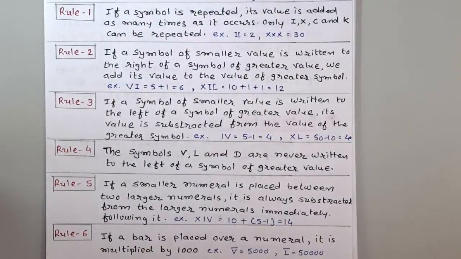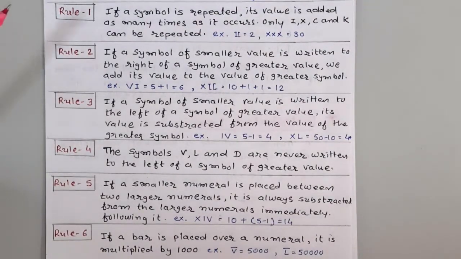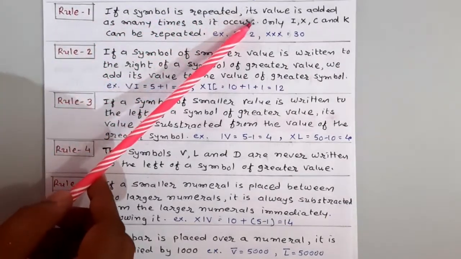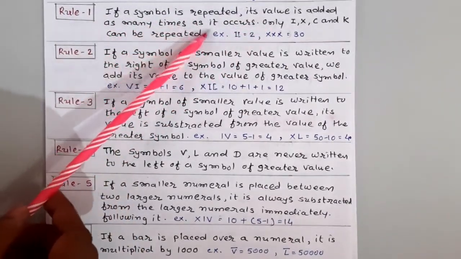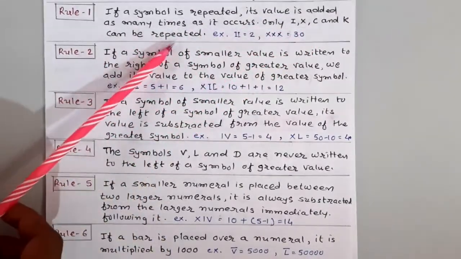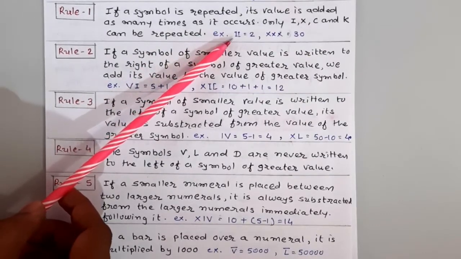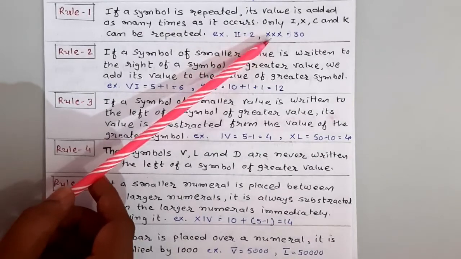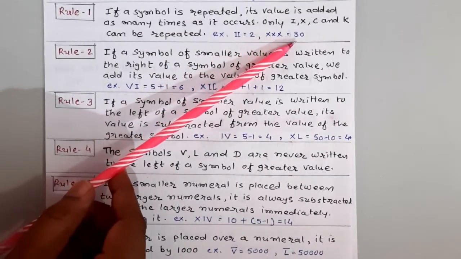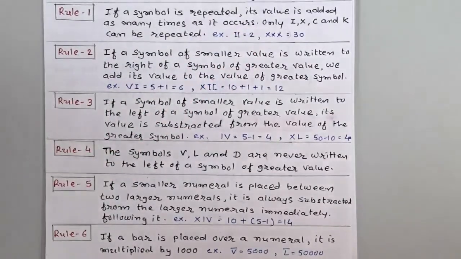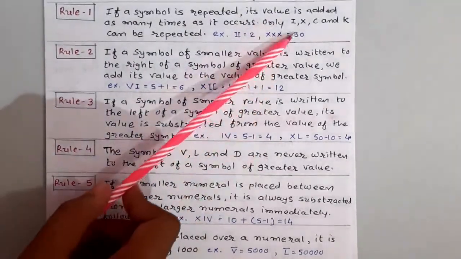Let's understand some rules related to Roman numerals. Rule number 1: if a symbol is repeated, its value is added as many times as it occurs. Only I, X, C and M can be repeated. For example, II means 2, and XXX means 30, because the value of X is equal to 10, so 10 plus 10 plus 10 is equal to 30.